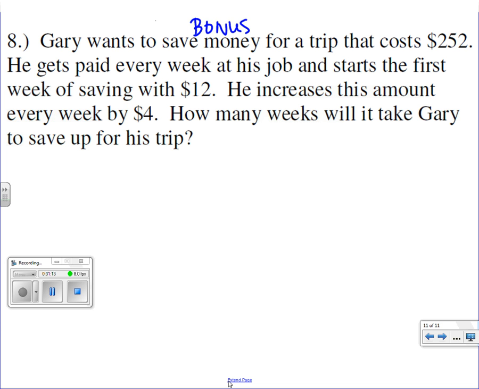Gary wants to save money for a trip that costs $252. He gets paid every week at his job and starts the first week of saving for $12. He increases this amount every week by 4. How many weeks will it take Gary to save up for his trip? All right, what's one thing you know? Okay, so that's the S. What else do you know? Good. And what? Good. Okay. Do we want to use black, purple, or green?